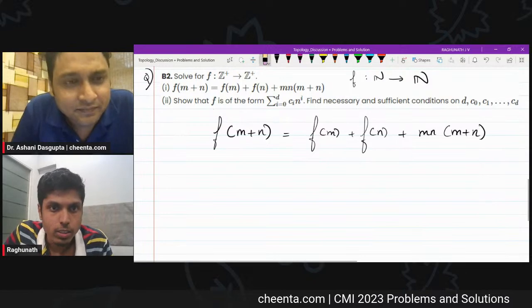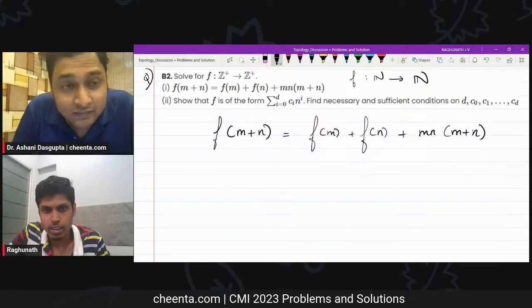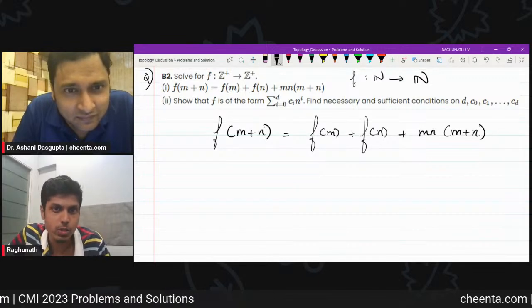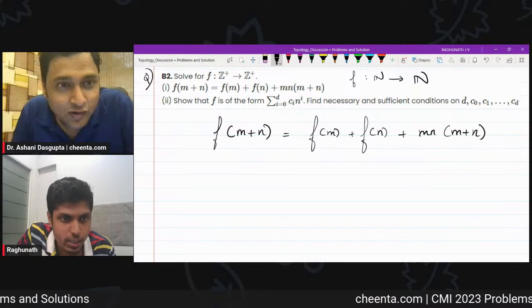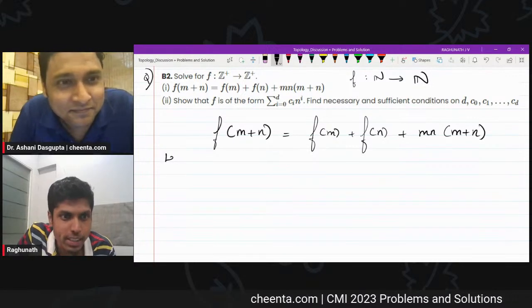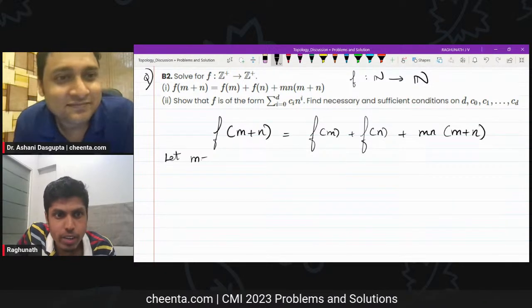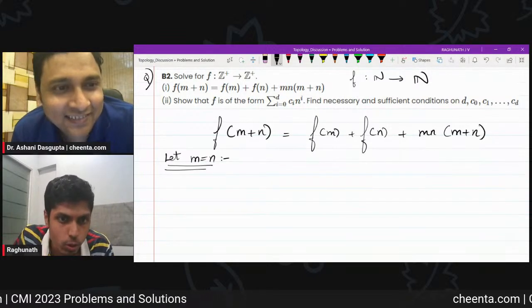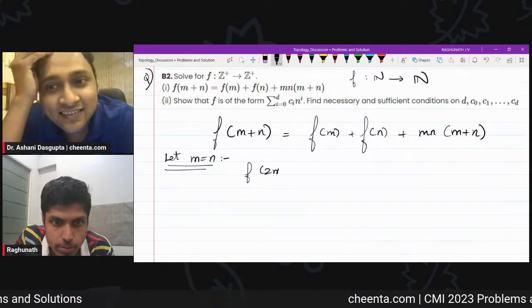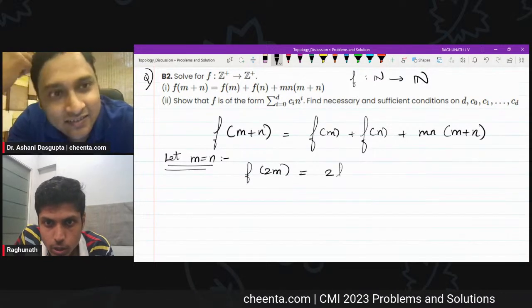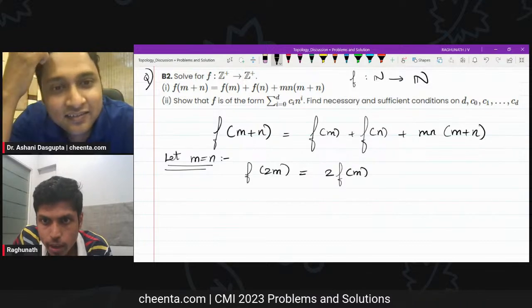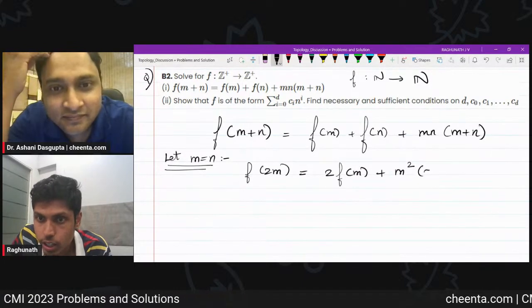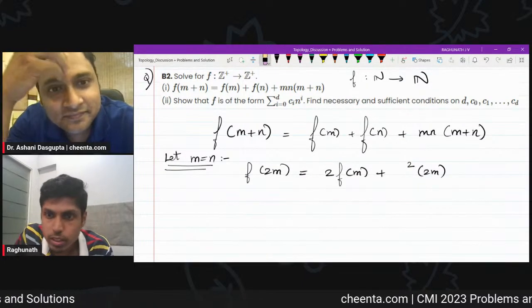Usually we tend to substitute n equal to 0 or m equal to 0, but let's not do that because it's natural numbers. Instead, let us put positive integers. But we can put m equal to n because m and n are any natural number, so they can be equal also. So f of 2m equals 2 into f of m plus m into m is m square and into 2m, which simplifies to 2m cube.